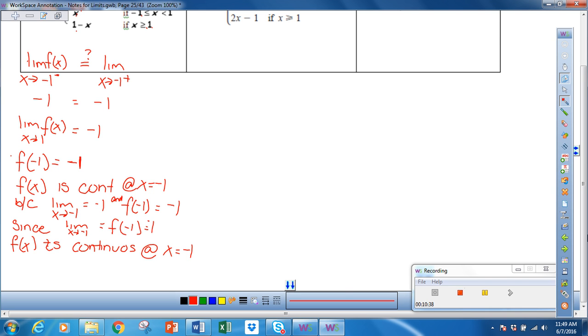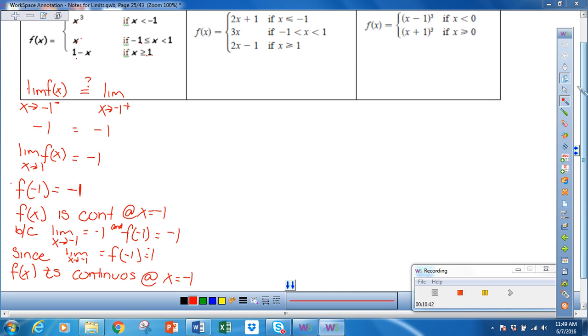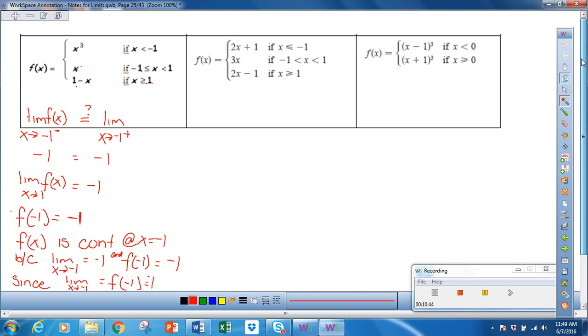We're not done. The next part is: is it continuous at 1? So that's the next part that we have to check. So we have to find the limit of f of x as it approaches 1 from the left, and we have to see, is that equal to the limit of f of x as we approach 1 from the right.